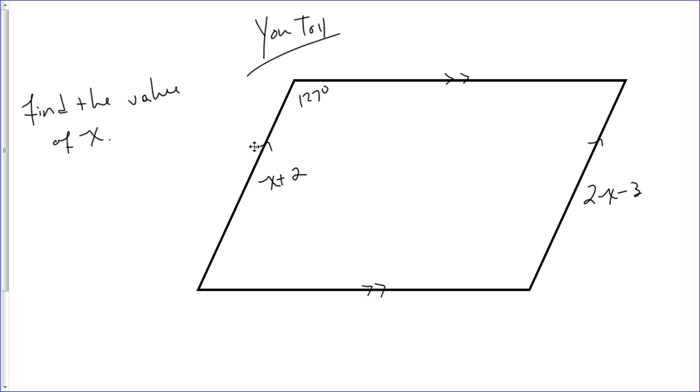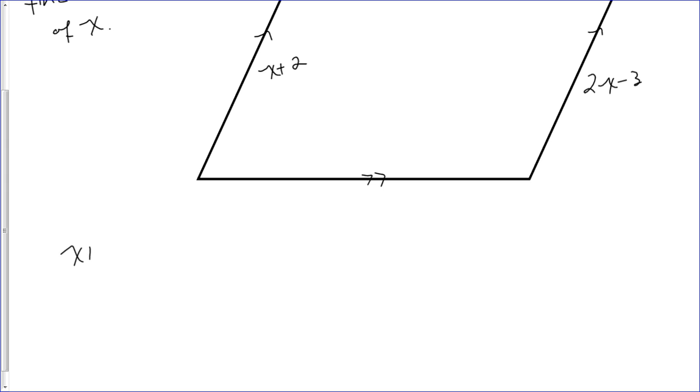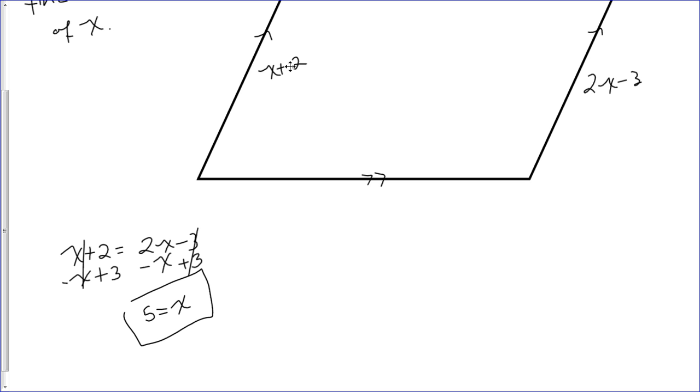Okay, so hopefully you found the value of x. Since we know opposite sides of a parallelogram are congruent, we know then that x plus 2 is going to equal 2x minus 3, and all we have to do here is solve for x. Subtract x, plus 3 on both sides, so 5 equals x. All you have to do is substitute it in to test it out. 5 plus 2 is 7. 2x is 10, minus 3 is 7. They both equal 7, so we know we did it correctly.